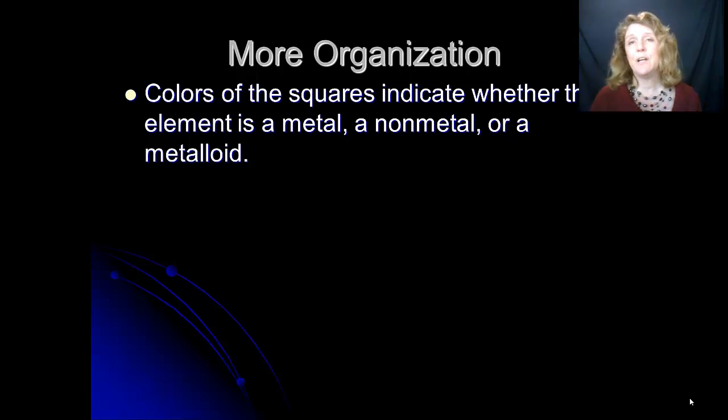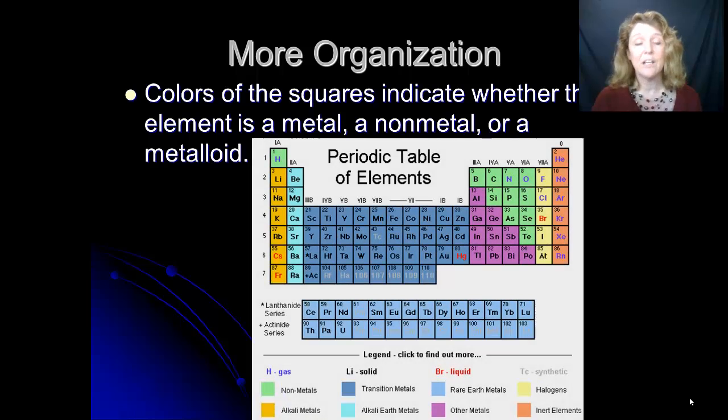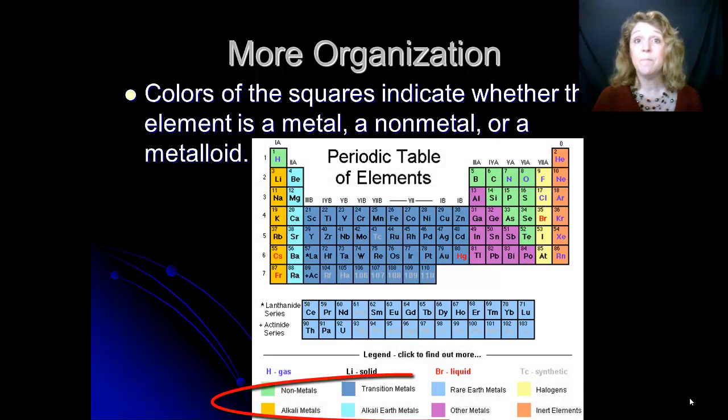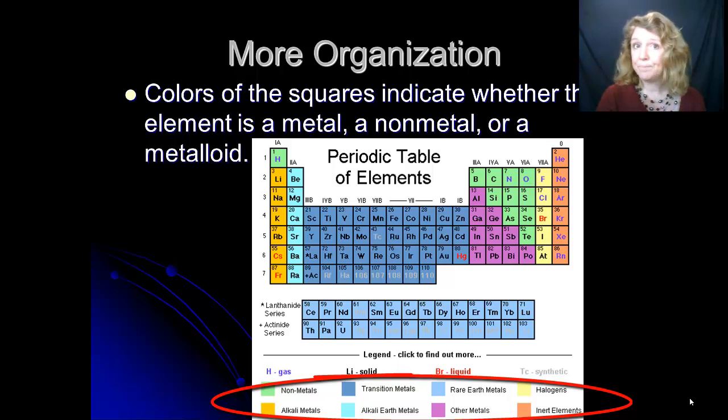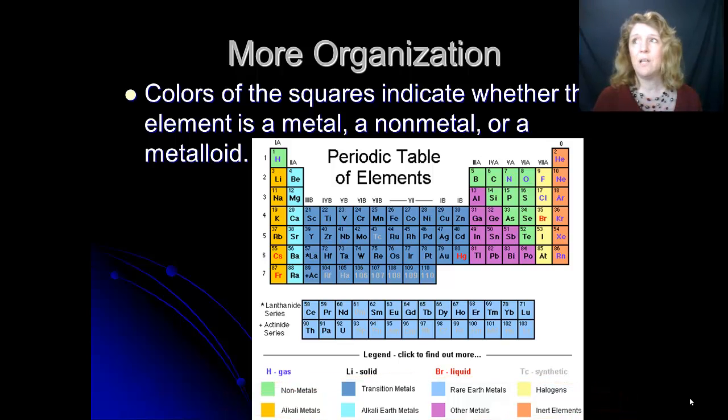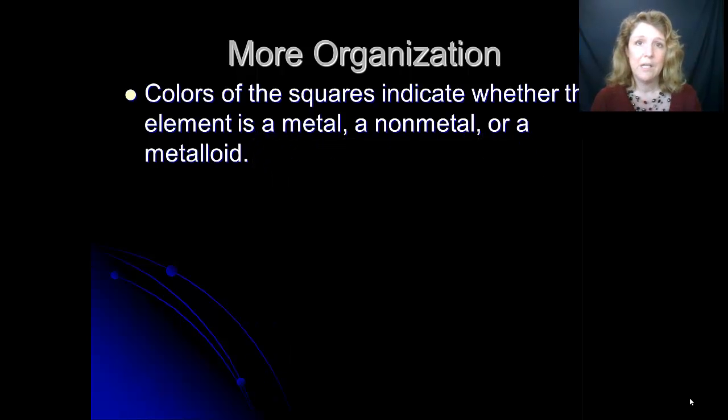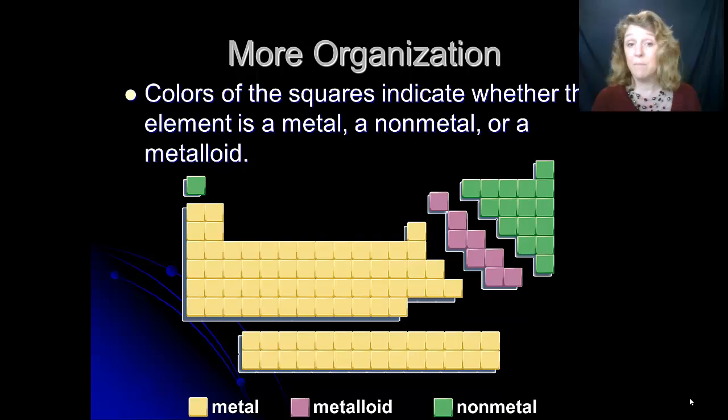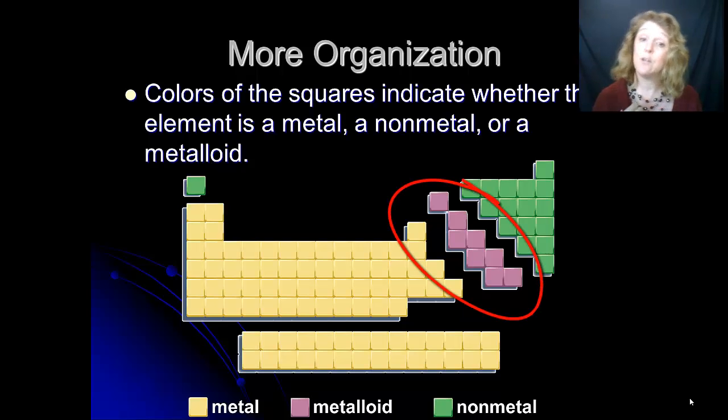If you look at a periodic table, you notice that some of the squares have different colors, and the color indicates whether the element is a metal, a non-metal, or a metalloid. Metals are like gold and tin and silver and copper. Non-metals are like hydrogen and helium and gases like that. And then you have these weird things that have some metal properties and some non-metal properties, so they're a combination of both of them, and we call these metalloids. They're a diagonal line in the middle. And in this particular example, they're a diagonal pink line in the middle.